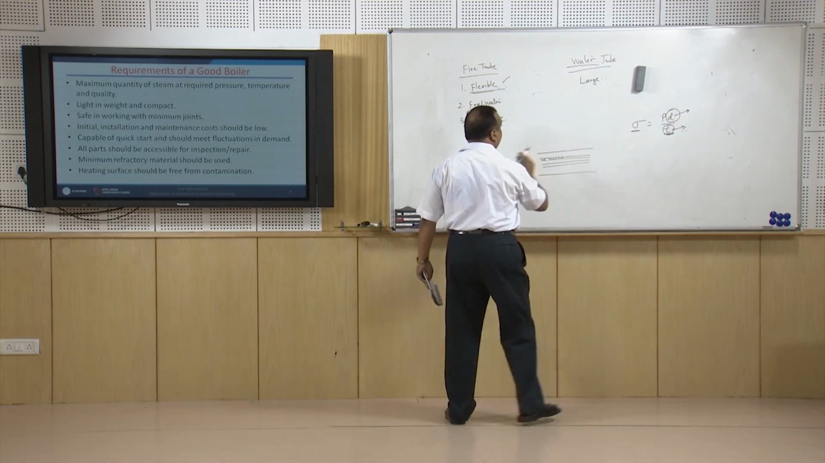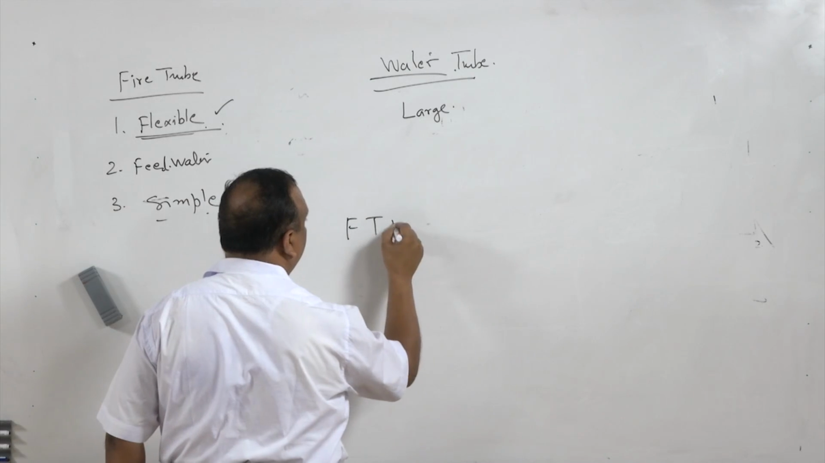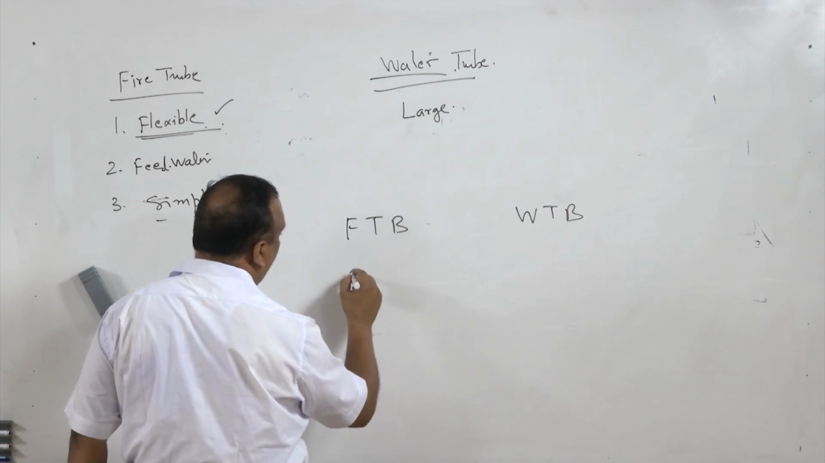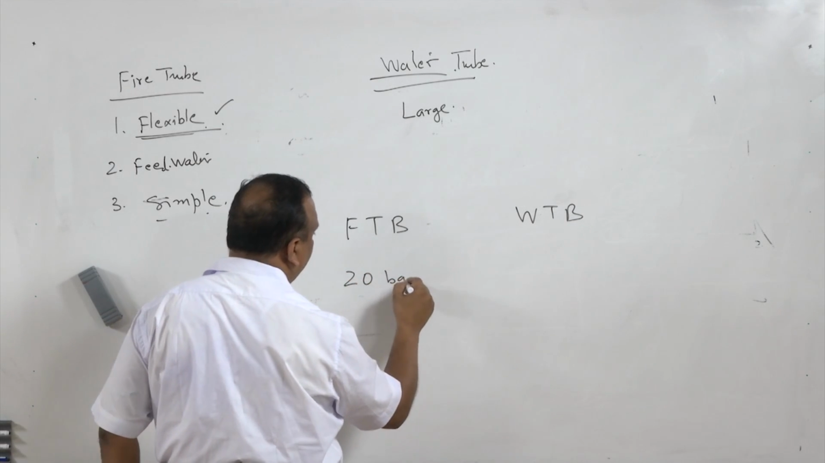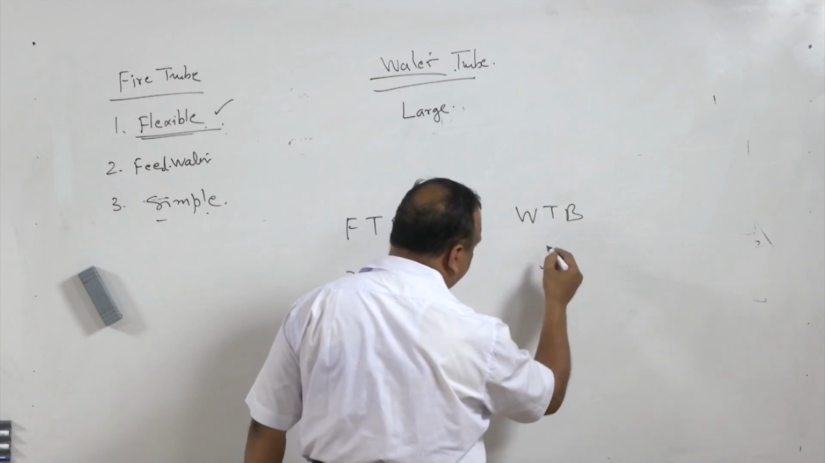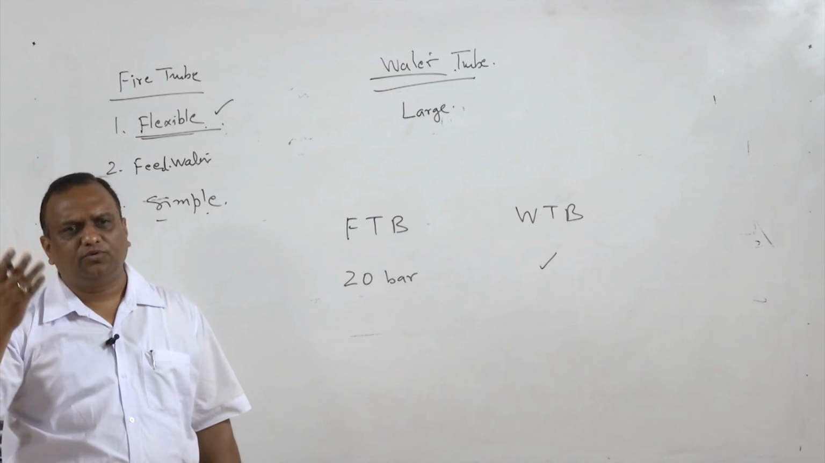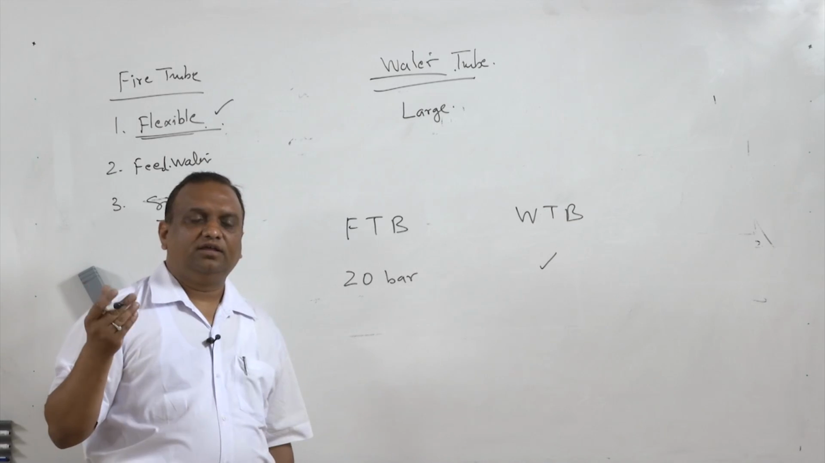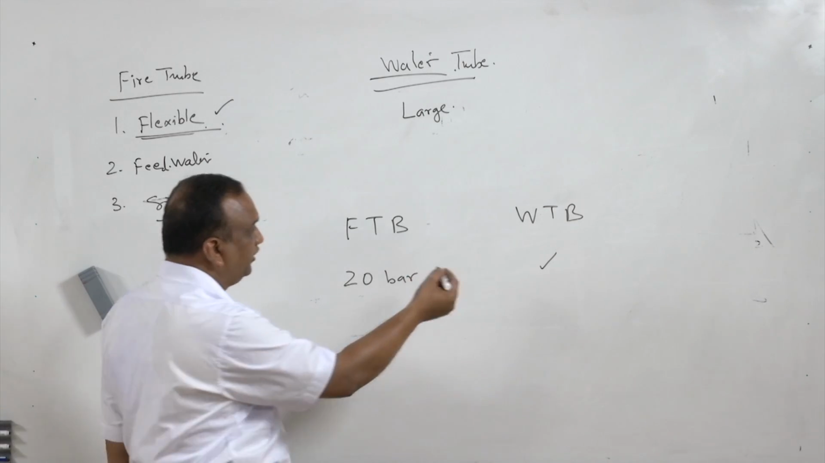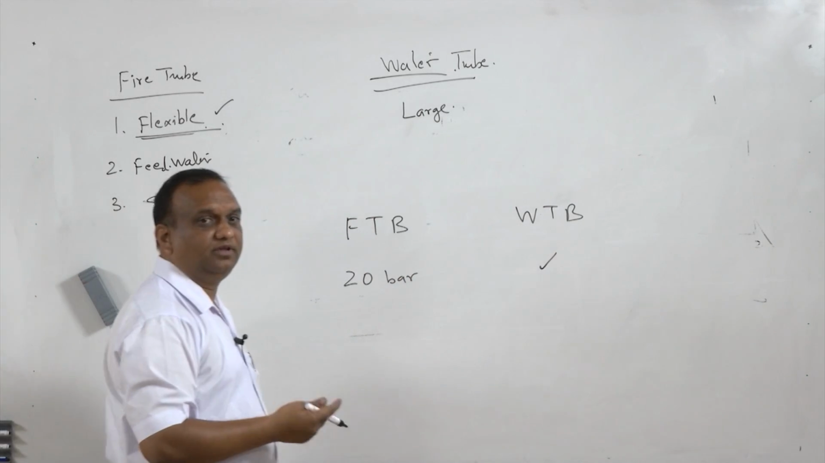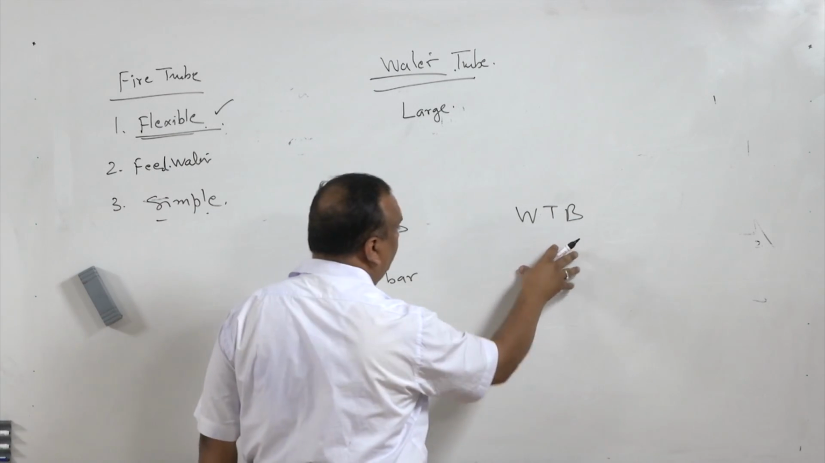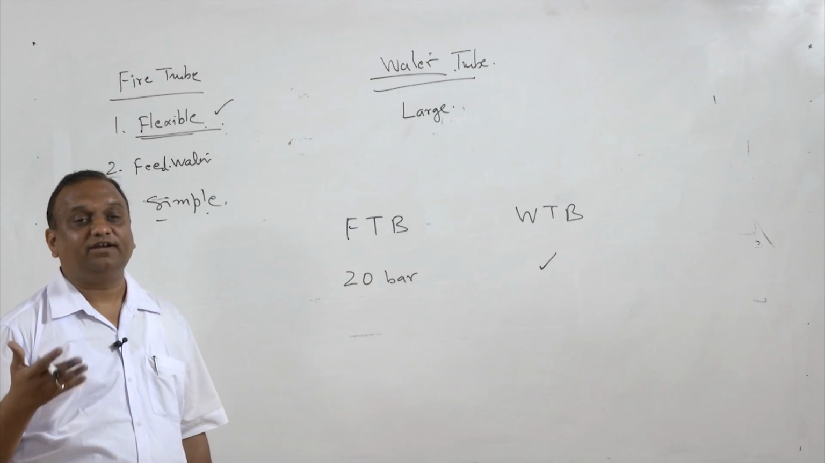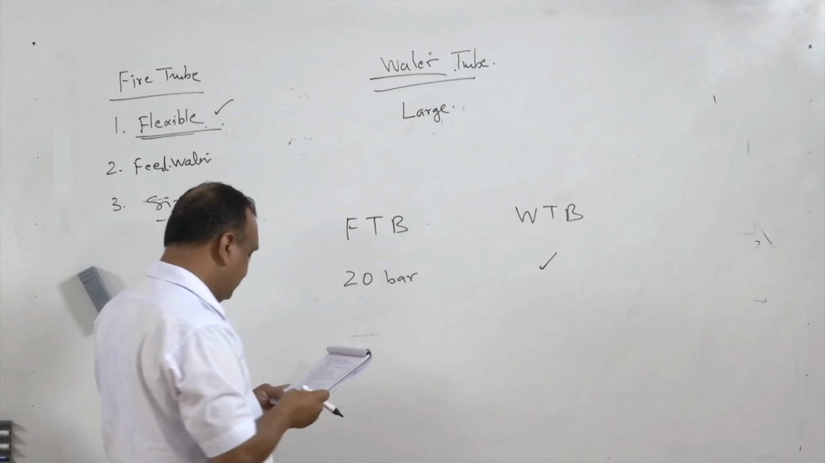So if we compare the fire tube boiler with the water tube boiler, the pressure in a fire tube boiler is approximately 20 bar. Here we can go to very high pressure, up to 200 bar, 300 bar, right. Because in supercritical thermal plants, these water tube boilers are used. In fact, the pressure in the water tube boiler is decided by the metallurgical limits of the material, to what temperature the material can sustain.